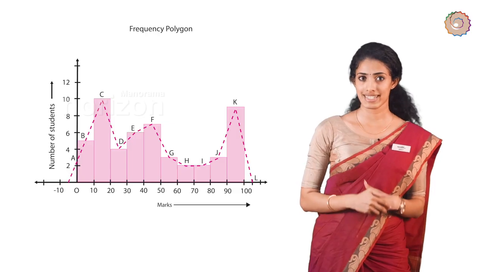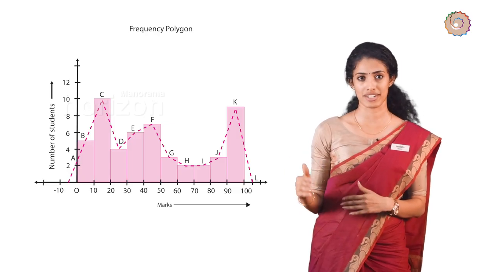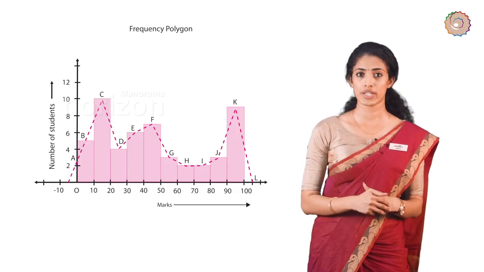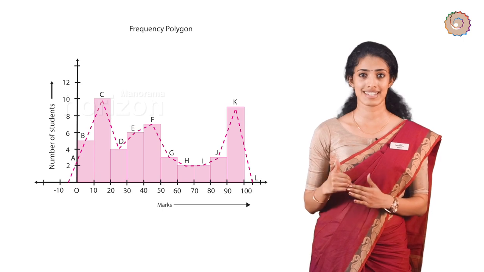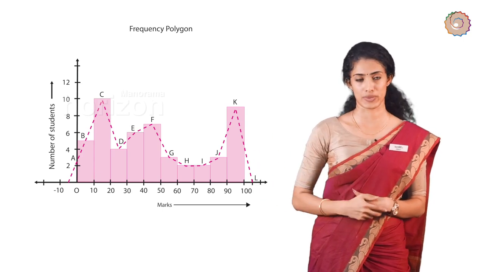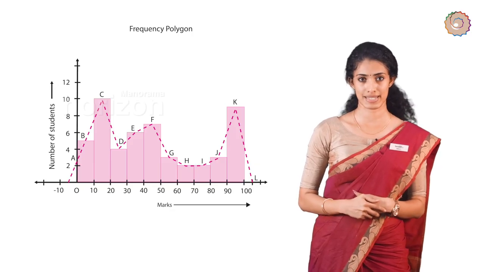Now, have a look at this graph which even shows a line graph above each midpoint of the bar graph. These kinds of graphs are called frequency polygons. A frequency polygon is a graph constructed by using lines to join the midpoints of each of the class intervals. The heights of the points represent the frequencies.